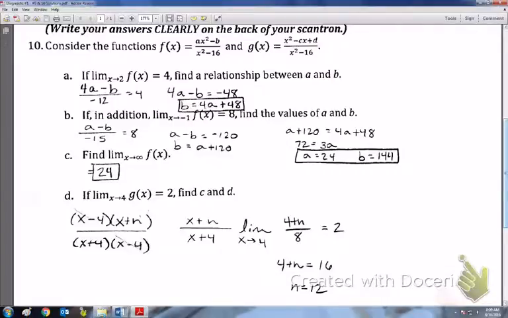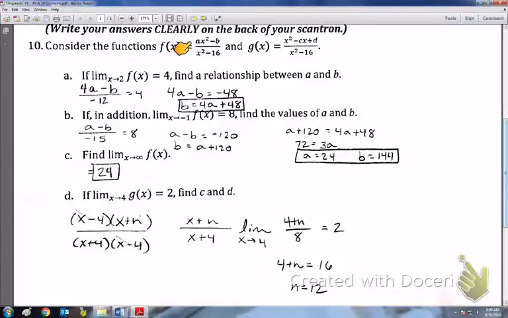For part B, notice these words: in addition. So not only is the first one true, but they're also saying now this is also true. So if the limit as x approaches negative 1 equals 8, now actually find the values of A and B. So notice that we can do the same thing.